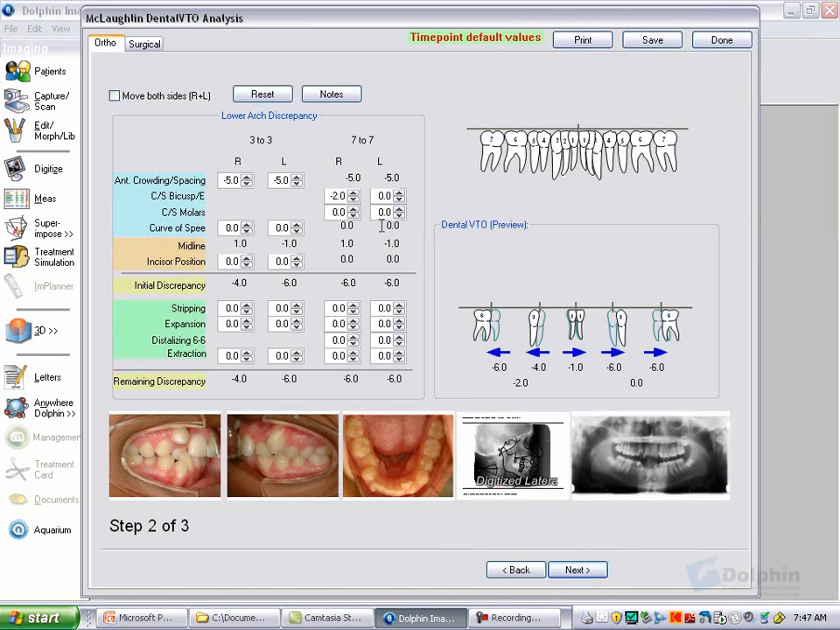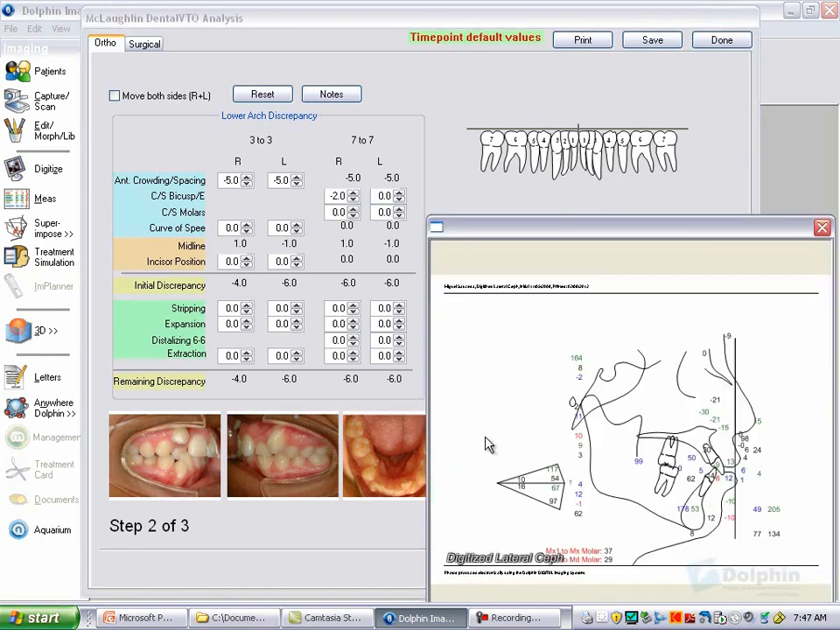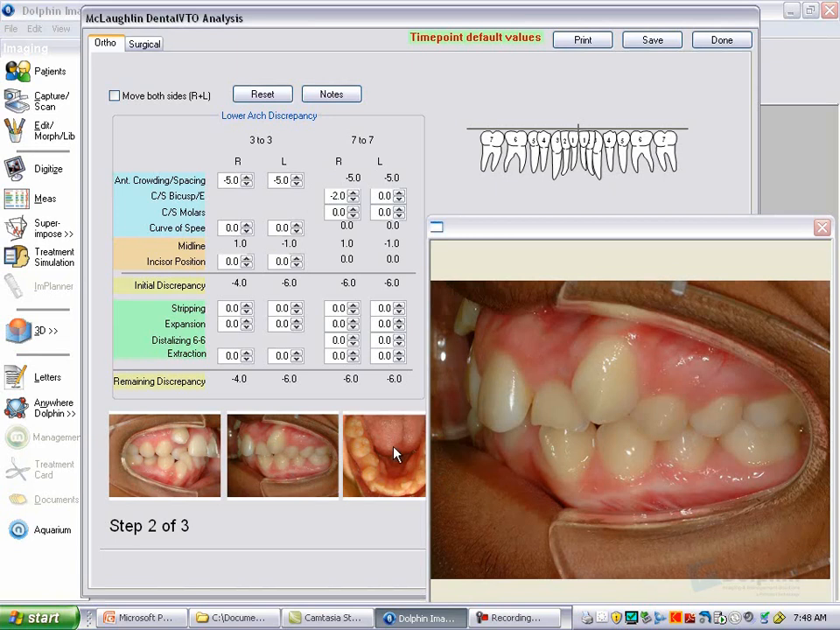And now we look at the curve of Spee. Here's our head film. Steiner suggested that we can lay a ruler from the incisors to the most distal molar and evaluate the deepest point of the curve, usually in the bicuspid area. This patient has a slightly deep curve of Spee here. You can see it on the side view. We can also measure on the study models. He has about a 1 millimeter deep curve of Spee that we want to correct, and Steiner suggests we use half that amount per side. And therefore for the patient, we're going to record 0.5 millimeter per side for curve of Spee.